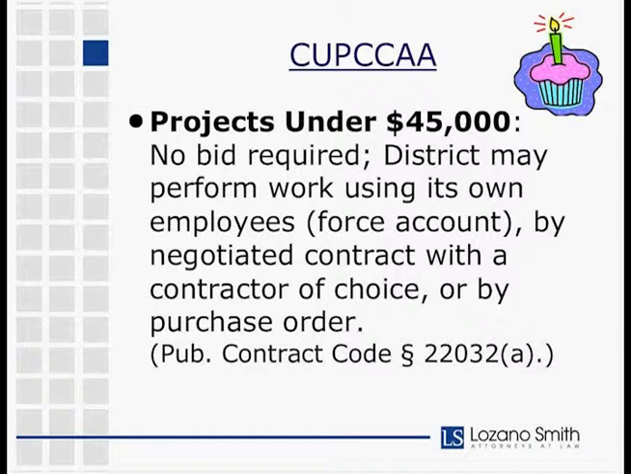So the first is those projects under $45,000. Under CUPCAKE, a district can perform the work using its own employees, which is basically called force account, or through a negotiated contract with a contractor of choice or purchase order. So there's no bidding requirement. And I skipped over this, but just so everyone's clear, if a district wants to become subject to the uniform cost or CUPCAKE scheme, then the board has to elect to do so by resolution.